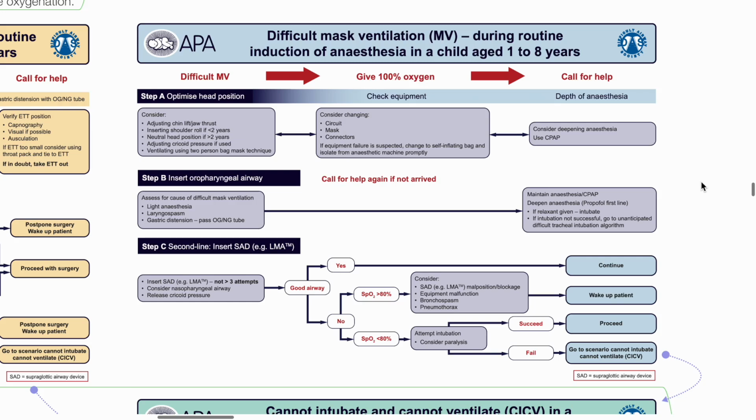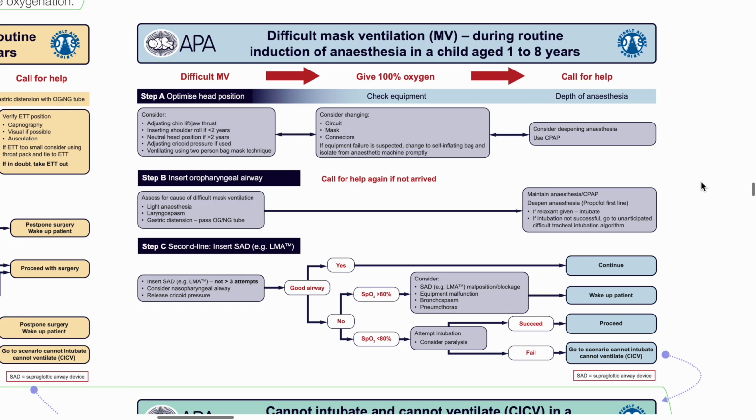Ventilating using 2-person back mask technique. Check equipment. Consider changing circuit, mask or connectors. If equipment failure is suspected, change to self-inflating bag and isolate from anesthetic machine promptly. Check depth of anesthesia. Consider deepening anesthesia and use of CPAP. Step B, insertion of oropharyngeal airway. Call for help again if not arrived.